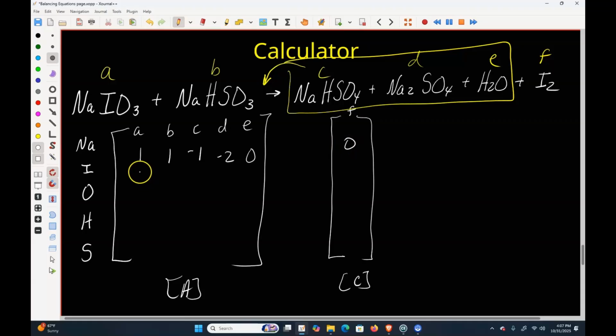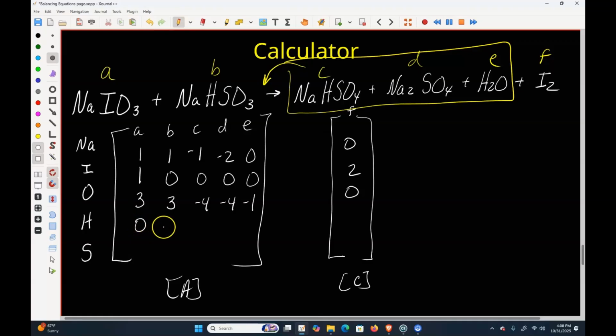For iodine, I have 1 in A, 0 in B, 0 in C, 0 in D, 0 in E. I have 2 in F. Oxygens, I have 3 in A, 3 in B. I have -4 in C, -4 in D, -1 in E, 0 in F.